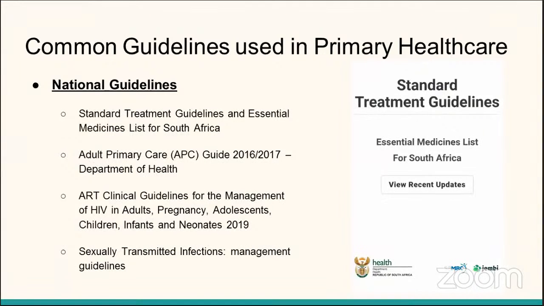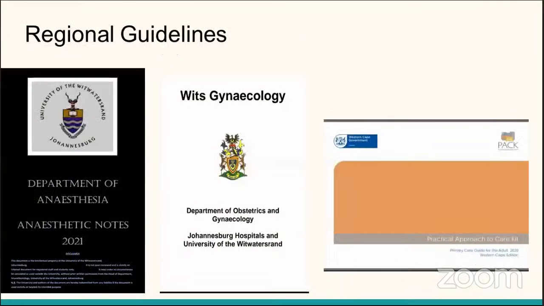We're just going to go into the different guidelines which we commonly use in our setting. So as my colleague previously mentioned, you can have guidelines divided nationally, regionally, internationally. So national guidelines we use commonly in our primary healthcare setting include the standard treatment guidelines and essential medicines list for South Africa. We also have the adult primary care guide, which is published by the Department of Health. Other examples which we use commonly include the ART guidelines and guidelines for STI management. In primary healthcare, this is what we would use commonly along with many others.